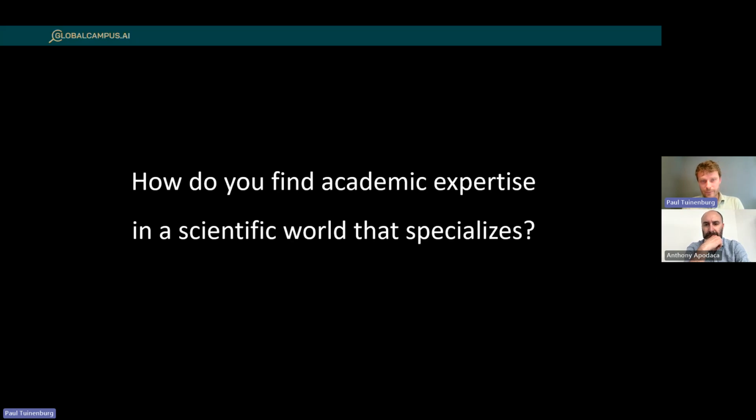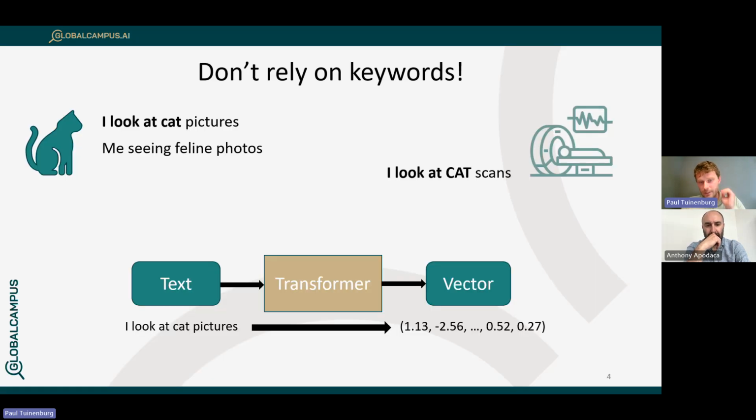Basically, the whole premise of the platform is the question: how can we find academic expertise in a scientific world that not just specializes but also explodes in terms of content out there. And the traditional way of navigating through all of this data is based on keywords. Still, a lot of platforms rely on, let's say, a sophisticated version of matching with keywords. But we do this slightly different. Keywords don't really play a factor in us matching.